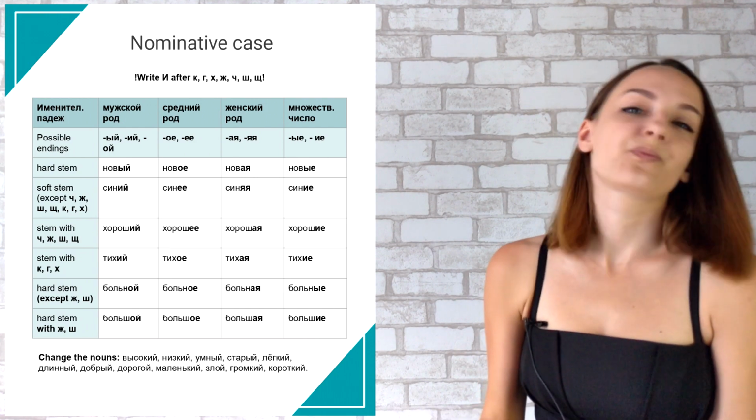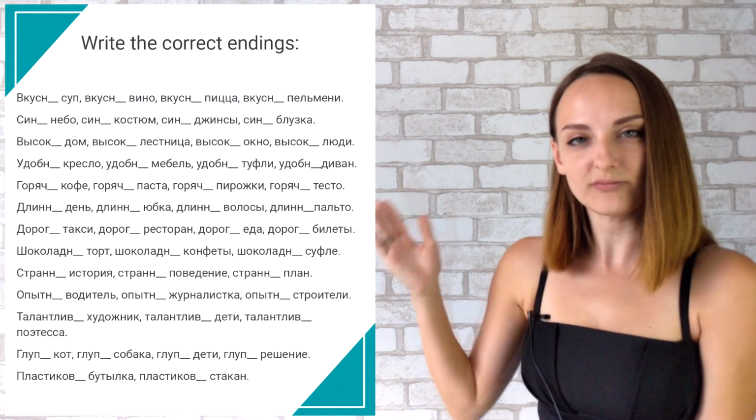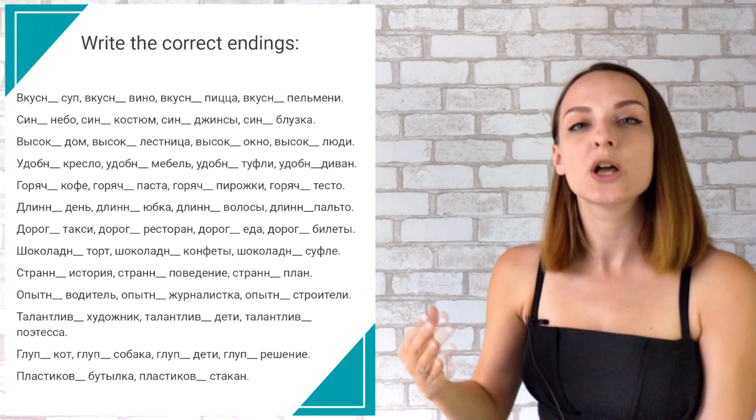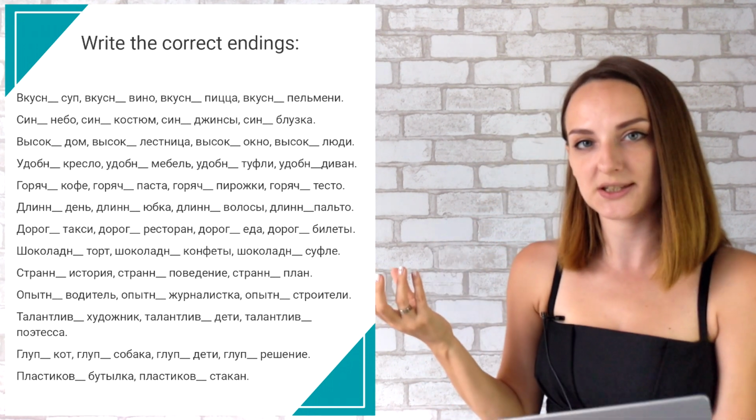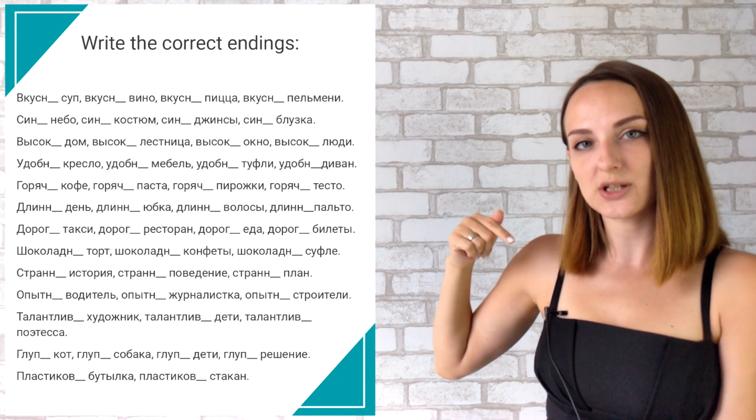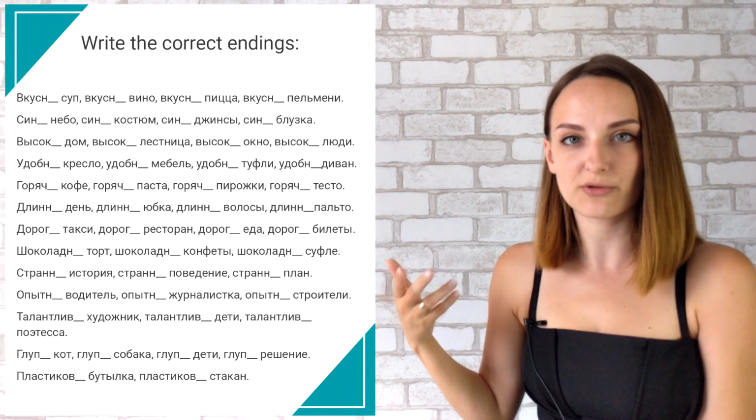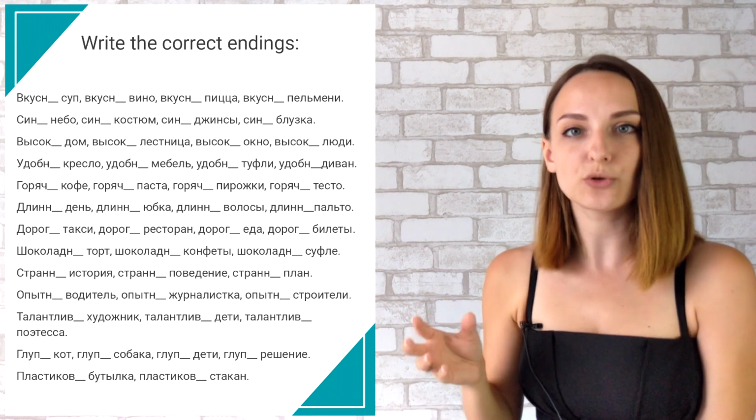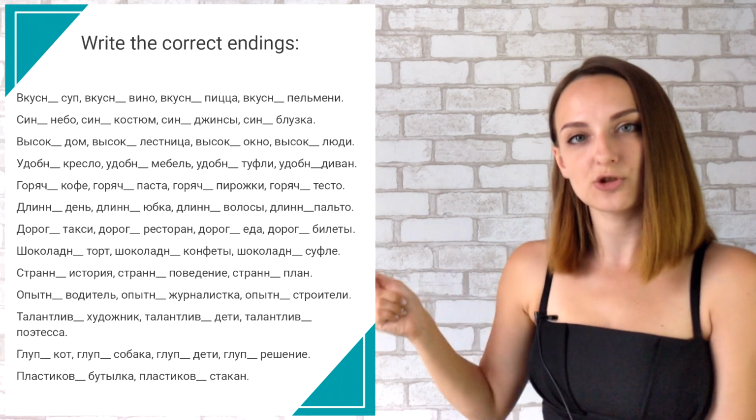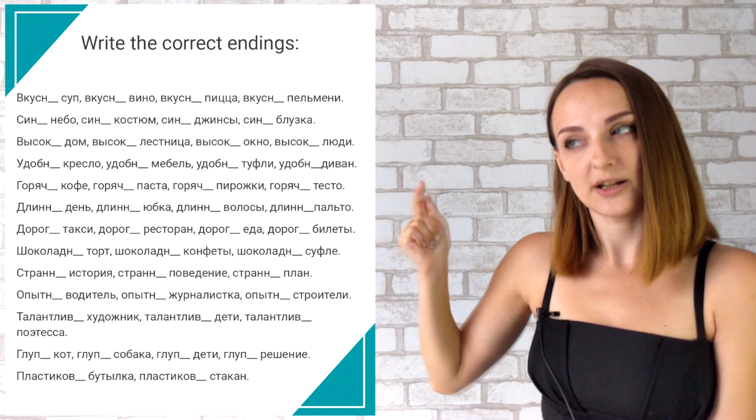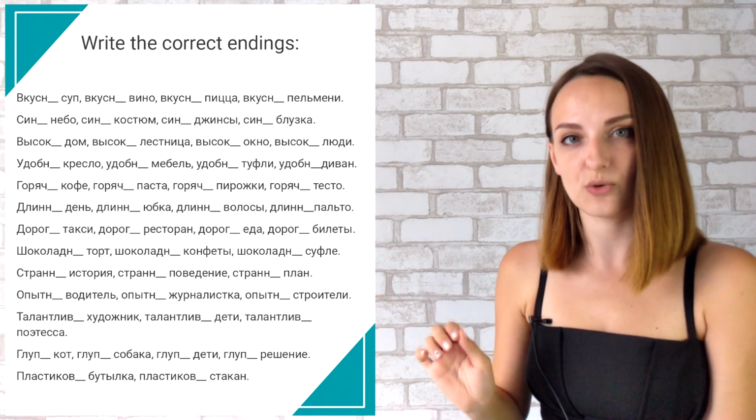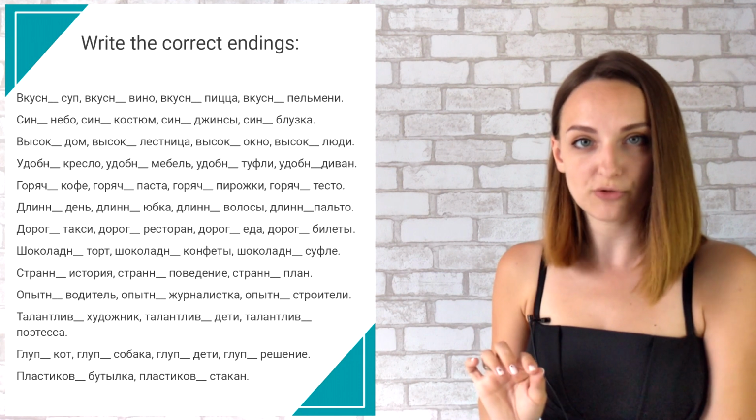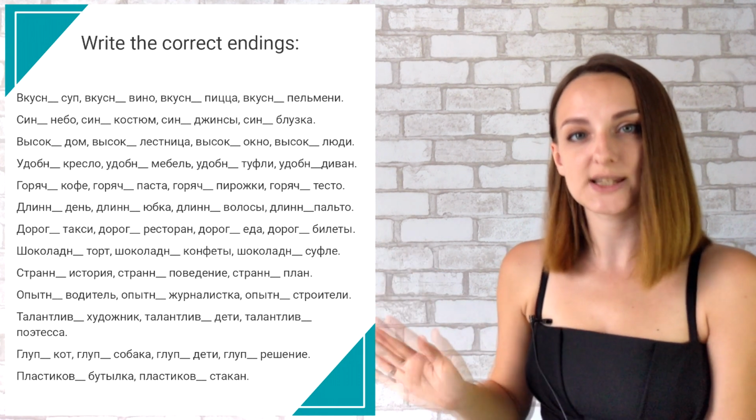Then, I hope you're ready. Here is the next slide. It's again a practical exercise for you. So you have here collocations, and the words in the line have different gender and number. They can be masculine, neuter, feminine, or plural. And you need to write the correct ending to each of these adjectives. If you do not know the adjective, check the translation in the dictionary and finish this exercise.